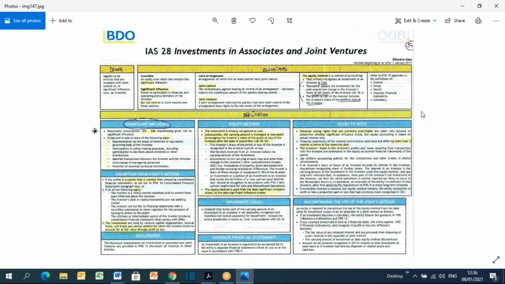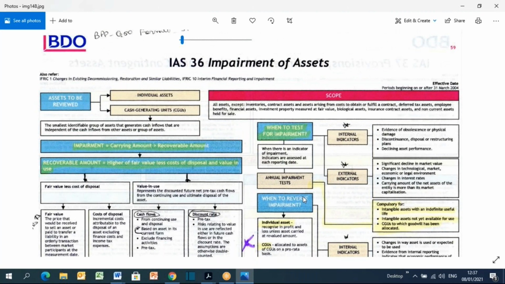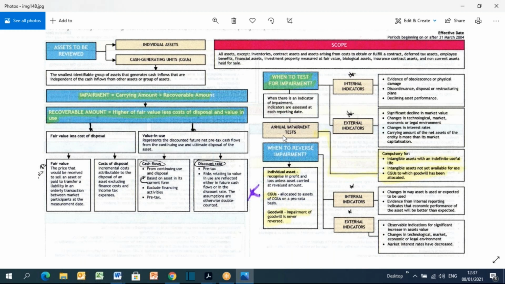So if we move on with IAS 36, impairment of assets, a very good question to practice is format, and is question 50 from the BPP. What you should remember from this standard is that, as you know, if there are any impairment indicators that the value of the asset has gone down, then the management has to undertake an impairment test.